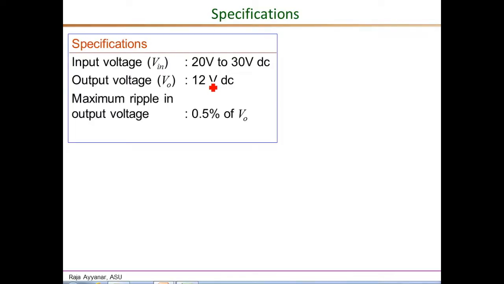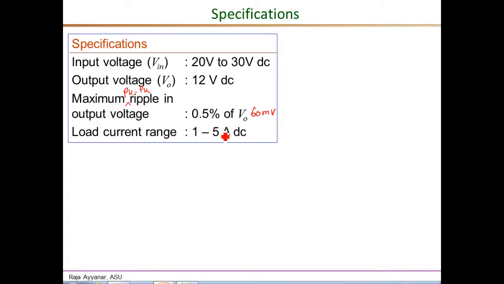The maximum ripple, I should say peak to peak ripple in the output voltage, is limited to be 0.5% of the nominal output voltage. So that is 0.5% of 12 volts. 1% is 120 millivolts, so 0.5% is 60 millivolts. So 60 millivolts is the maximum peak to peak voltage that we can have in the output voltage.